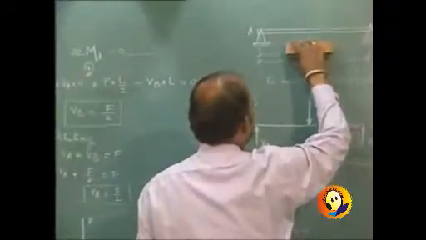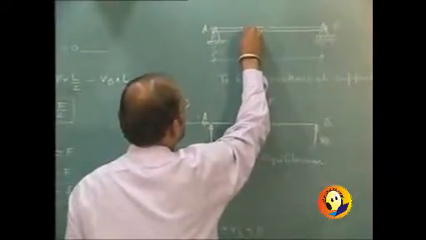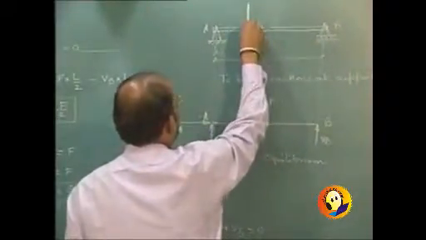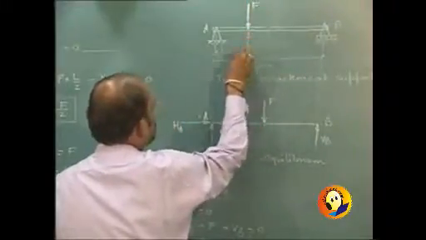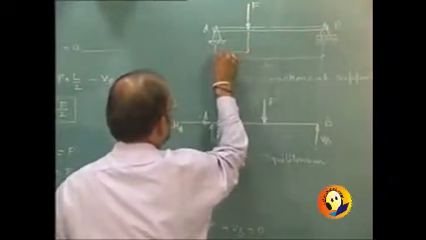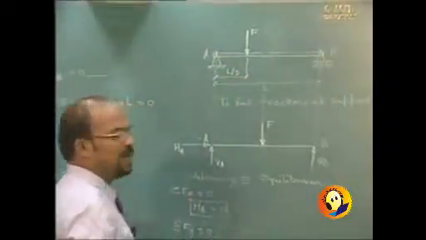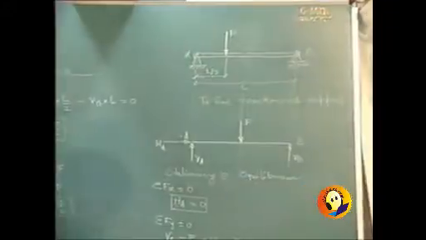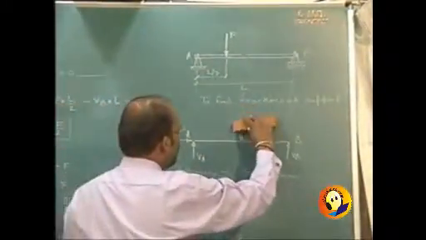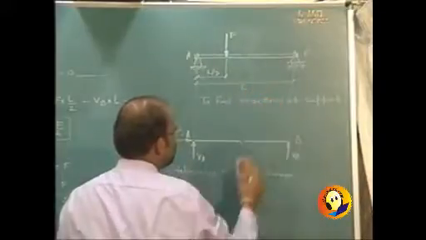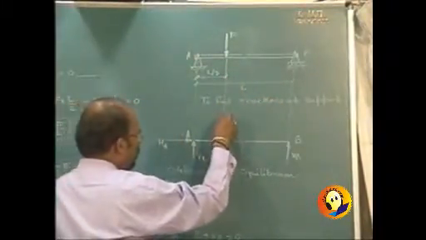instead of acting at the center, is acting at a distance L by 3. So I am making the change in the position of force F. It is at a distance L by 3 from the support. Then if we are required to find the reactions, the procedure is going to be the same. We will have to first of all redraw this figure.